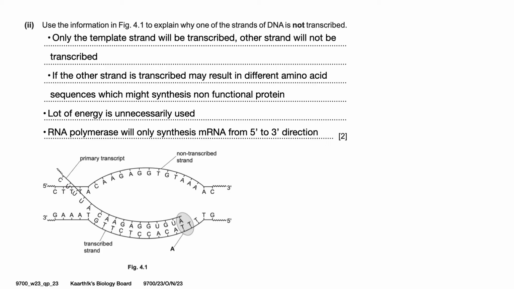So 5 prime to 3 prime direction will be possible only in one direction as a leading strand, from 3 to 5 direction. If the template strand is in 3 to 5 direction, the primary transcript produced will be in 5 to 3 prime direction.